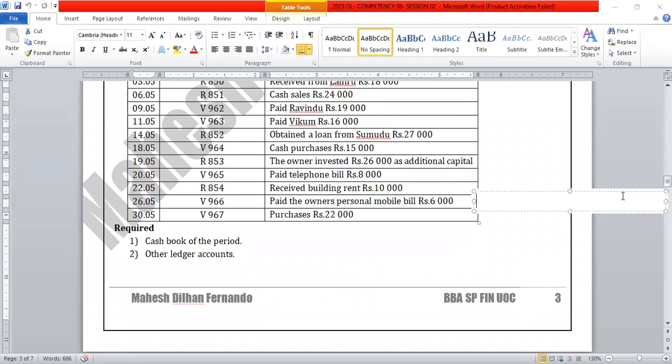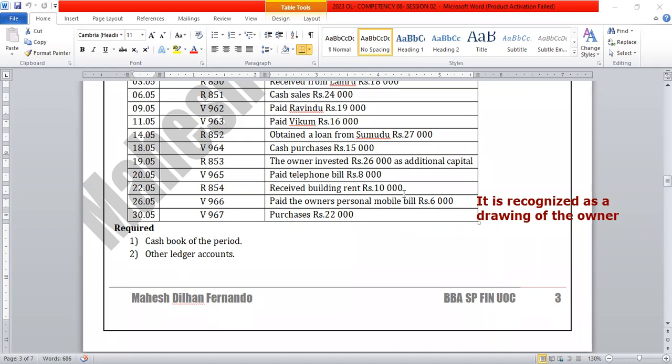It is recognized as a drawing of the owner. Make a drawing account. Why? This is a personal mobile bill. It is not the mobile bill of the business, and it's a personal expense of the owner. It is recognized as owner's drawing. I'm referring to transaction 26 on 26th of May.